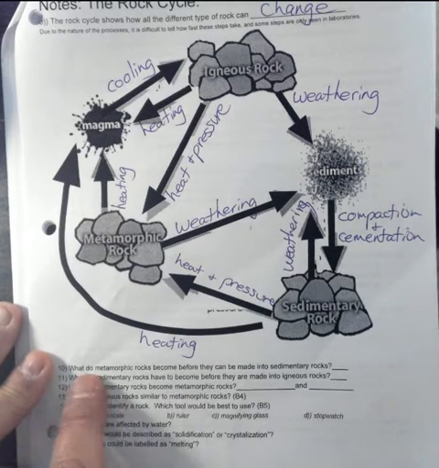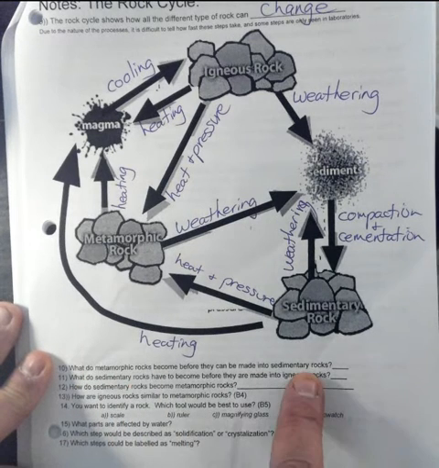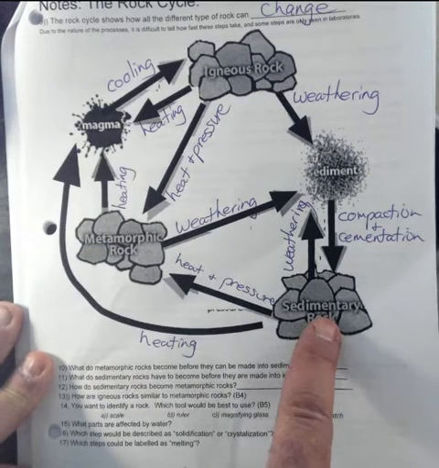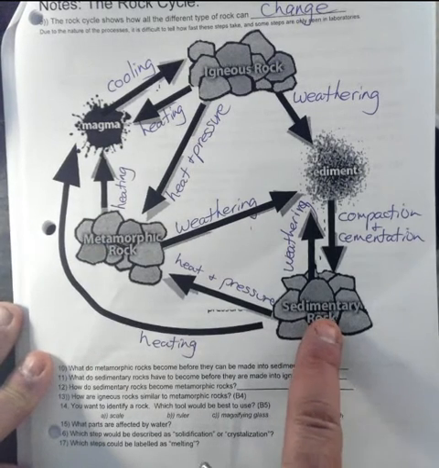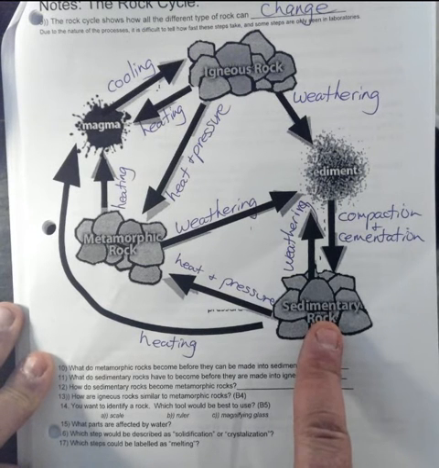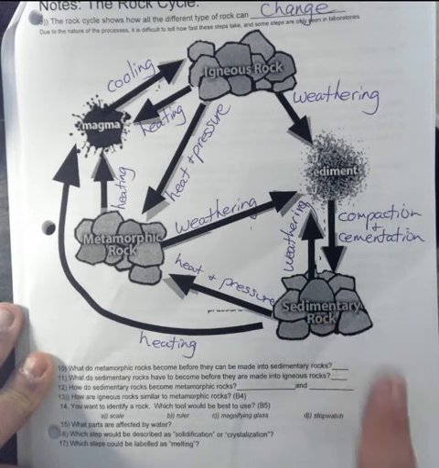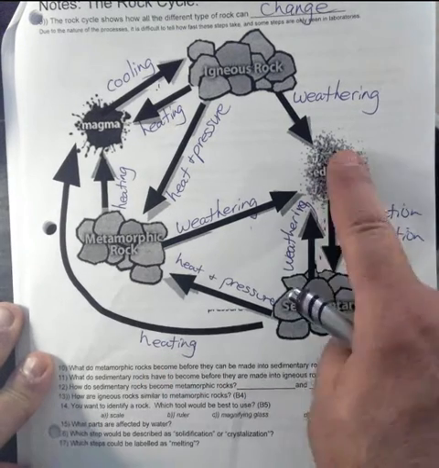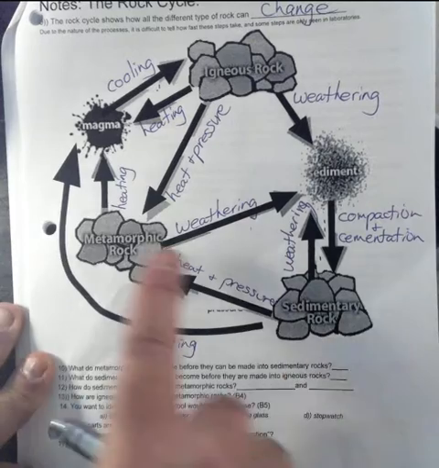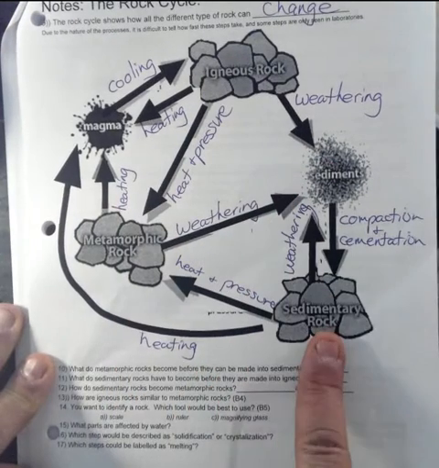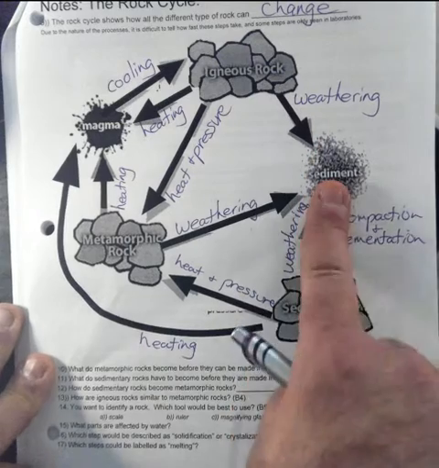What do metamorphic rocks become before they can be made into sedimentary rocks? Here's metamorphic, here's sedimentary. No matter which way you go, you have to pass through one stage. What stage is it according to these arrows? Sediments. You could go directly from metamorphic to sediments to sedimentary rock, or you could melt them down, then igneous, then sediments, and over here. But no matter which way you go, you have to pass through sediments.